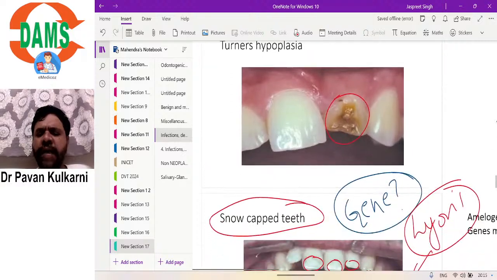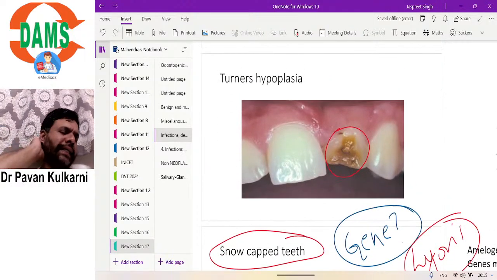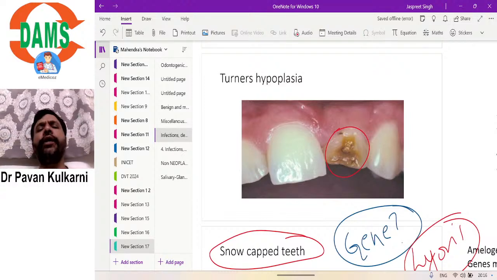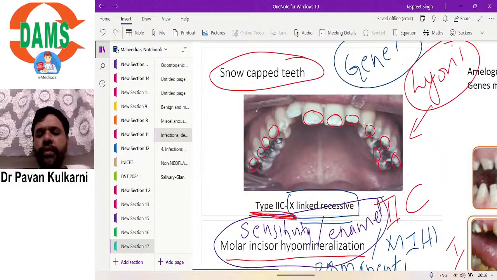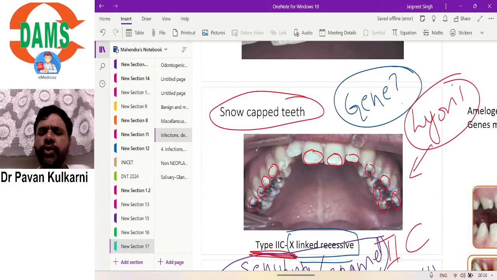Now this is Turner's hypoplasia. Remember that Turner's hypoplasia is basically a type of enamel hypoplasia due to infection or trauma occurring on the deciduous tooth. Suppose a deciduous tooth gets damaged, the permanent tooth below that will have this Turner's hypoplasia. Remember, it's a localized enamel hypoplasia. So again, this is a very characteristic image that we are supposed to remember, Turner's hypoplasia.